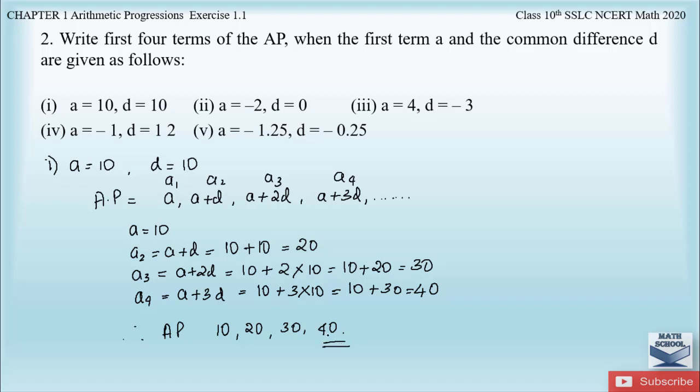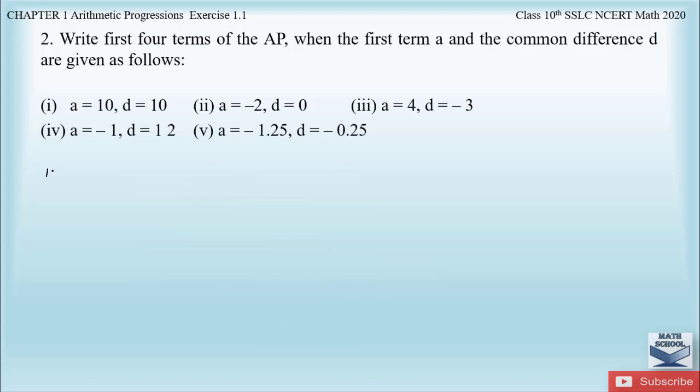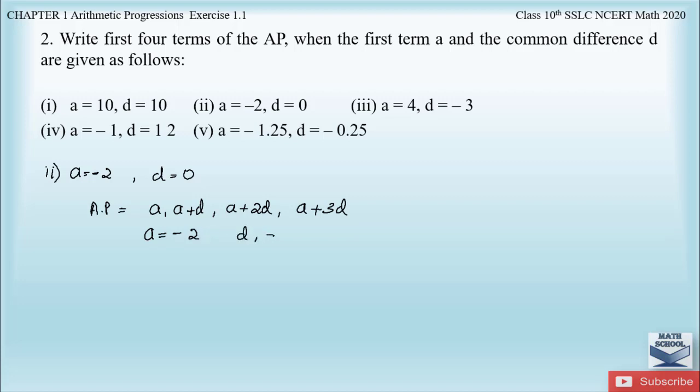So moving to the second part of the question 2. Now let us solve the second part, where A value given is minus 2 and D value is 0. So writing down the general form of AP again, it is A comma A plus D, A plus 2D and A plus 3D. Since the A value is already given in the question, that it is minus 2 and D value is equal to 0. So let us substitute and find out the other 4 terms.